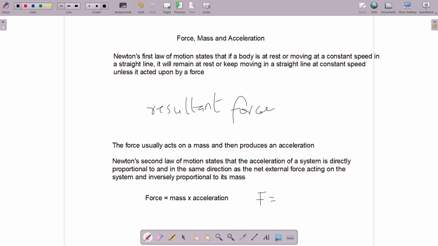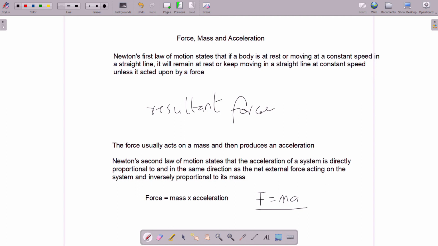is equal to mass, which is represented by small m, acceleration is represented by small letter a. So we have F is equal to ma. And this relation is used very much when we are solving questions on force, mass, and acceleration.